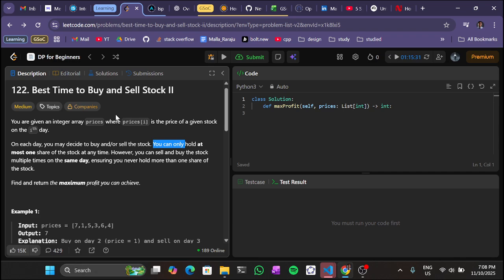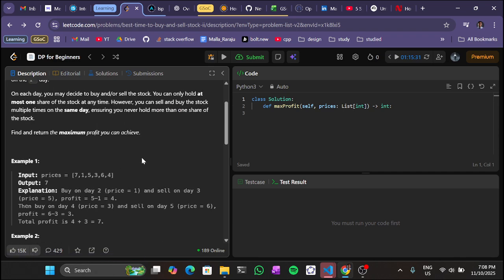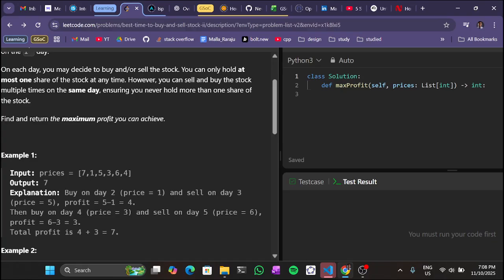So just like Best Time to Buy and Sell Stock I, everything is the same, but instead of buying on one day and selling on another day, you can buy on a previous day, sell on any day in the future, and you can buy again on the next day and sell in the future, and we have to calculate the maximum profit we can achieve.